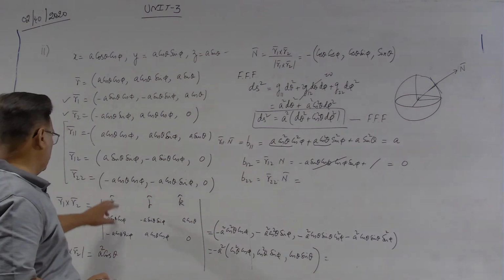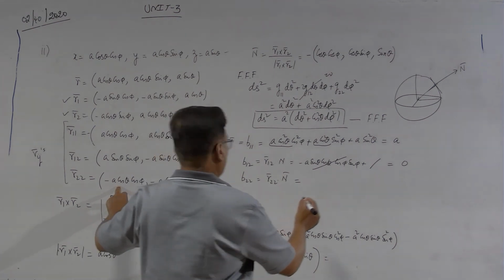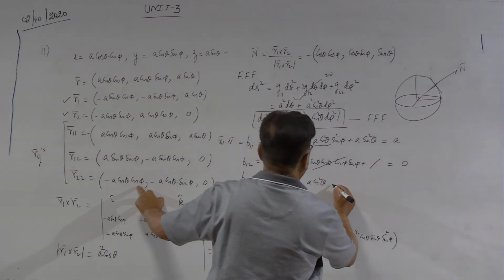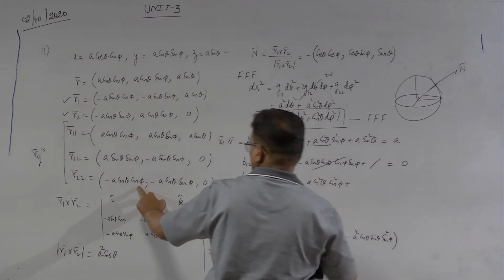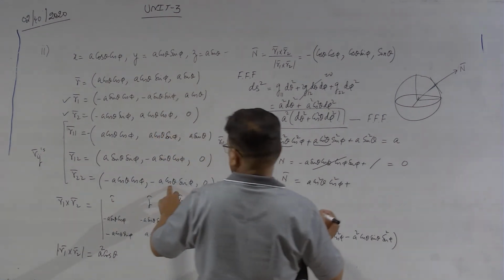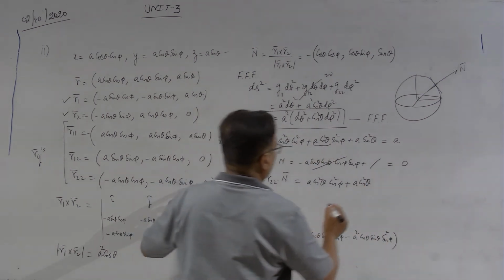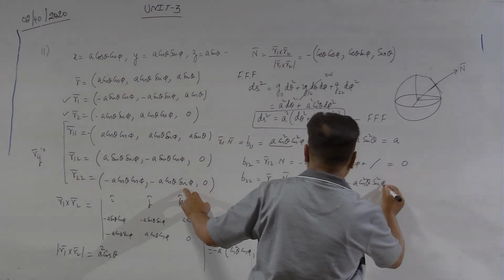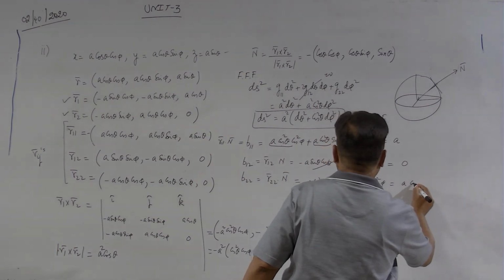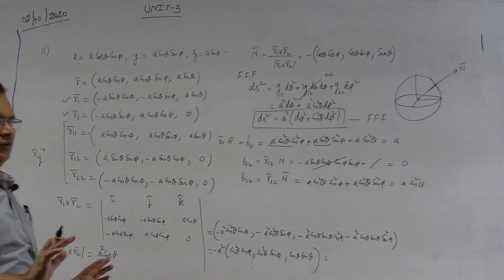Then B22 equal to R22 dot n. So, you can see from here minus minus plus A cos square theta cos square phi, then minus minus plus once again A cos square theta sin square phi. That is all. So, this is A cos square theta times cos square phi plus sin square phi. So, all Bij's are also in our hand.